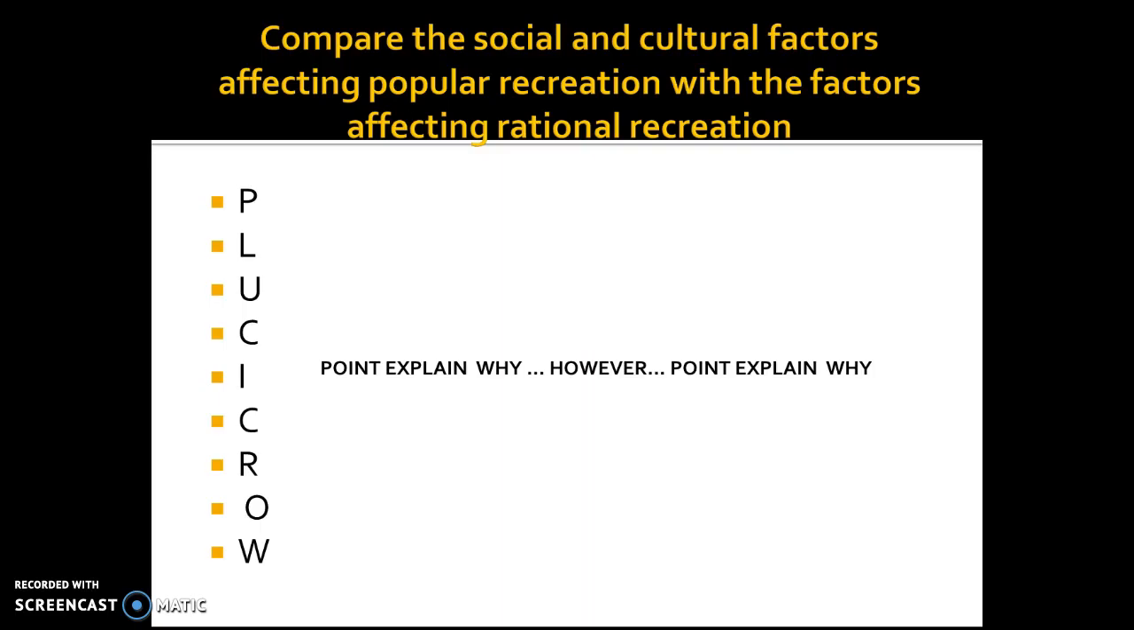You're looking at a point, which is a characteristic. Then you're explaining the sociocultural factors, so you explain the social and cultural factor of popular recreation and why. Then you say however, and then from that you give the characteristic of rational recreation, and explain why. Now that makes it easy, because if you took this the wrong way, it would be really difficult for an examiner to understand if you just put lack of transport, improved transport. Now that's an answer, but it's a lot easier if you point, explain why, then put a contrasting connective in the middle, and then point, explain why again.